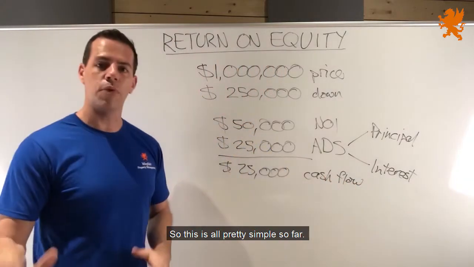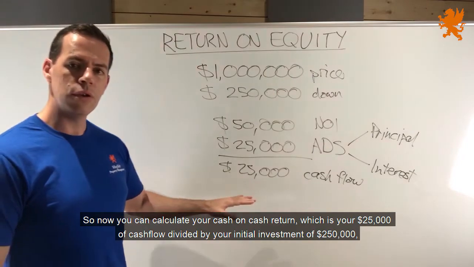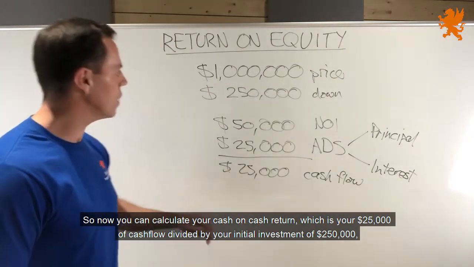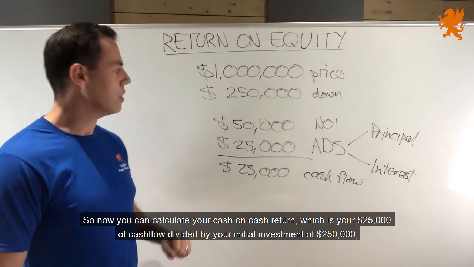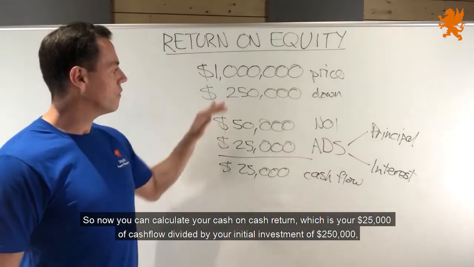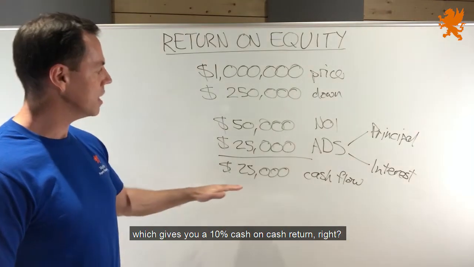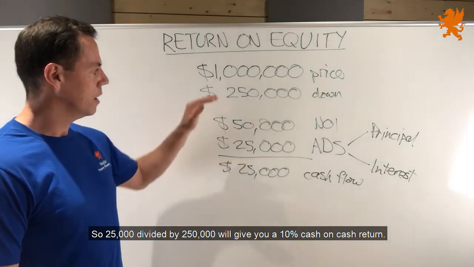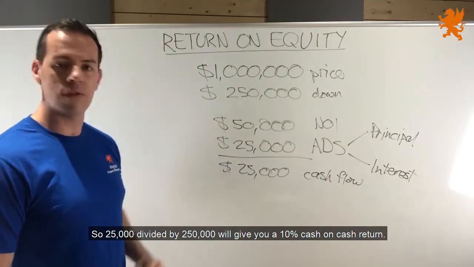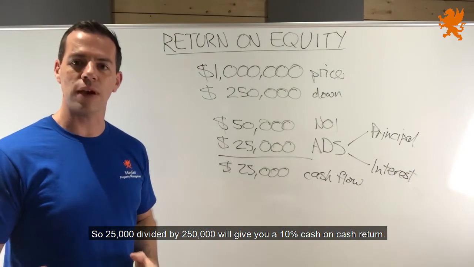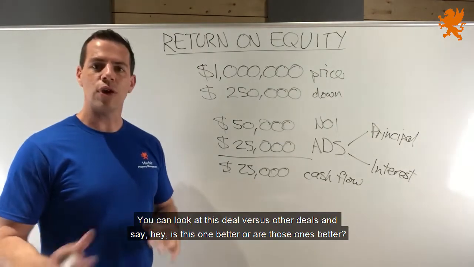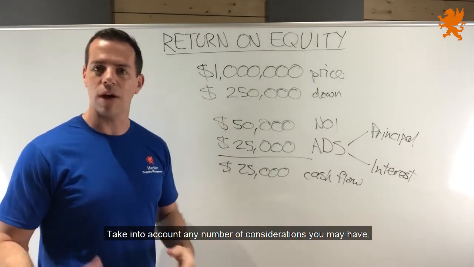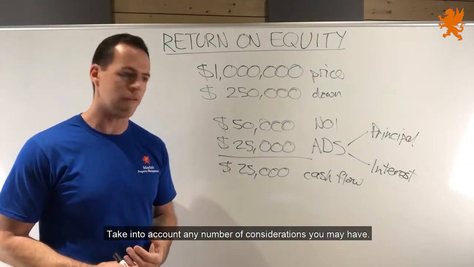Right? So this is all pretty simple so far. So now you can calculate your cash on cash return, which is your $25,000 of cash flow divided by your initial investment of $250,000, which gives you a 10% cash on cash return, right? So 25,000 divided by 250,000 will give you a 10% cash on cash return. So that's great. You can look at this deal versus other deals and say, hey, is this one better or those ones better? Take into account any number of considerations you may have.